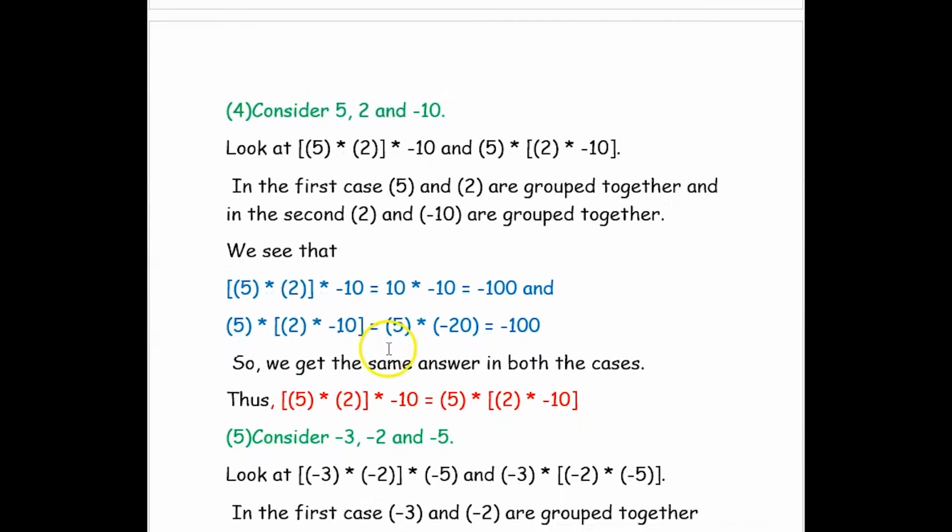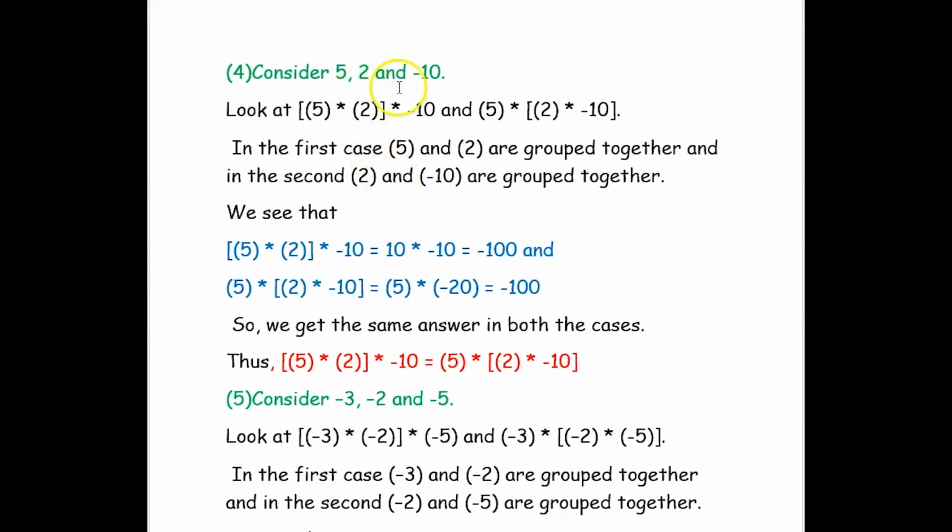Now let us consider one more number. 5, 2 and negative 10. Let A is 5, B is 2 and C is negative 10. So how we will group? First we will group 5 and 2. Then we will group 2 and negative 10. So the first case is 5 into 2 into negative 10. So 5 into 2 is 10 into negative 10. So odd number of negative numbers. So negative 10 into 10 is 100. So answer is negative 100.